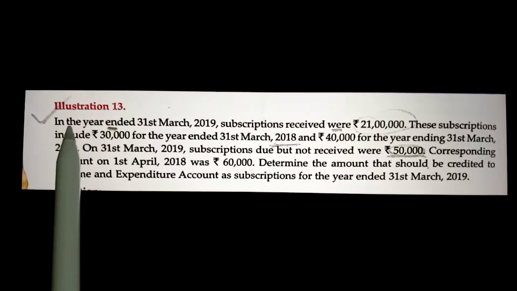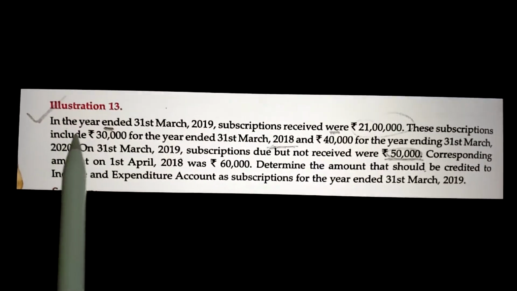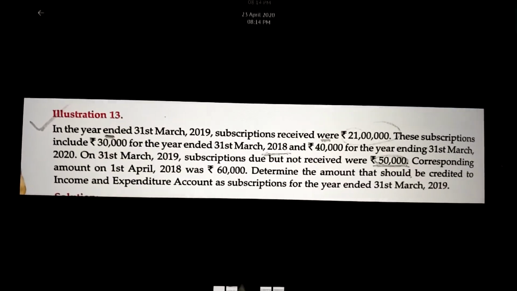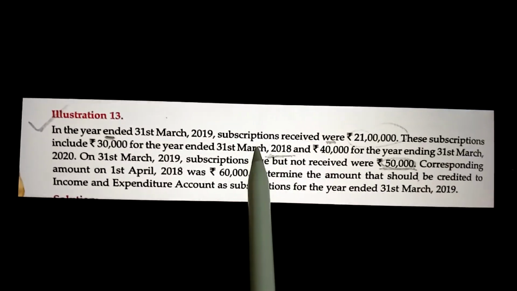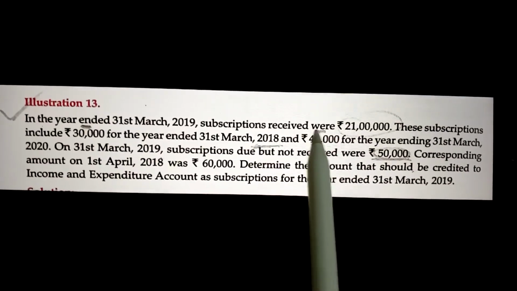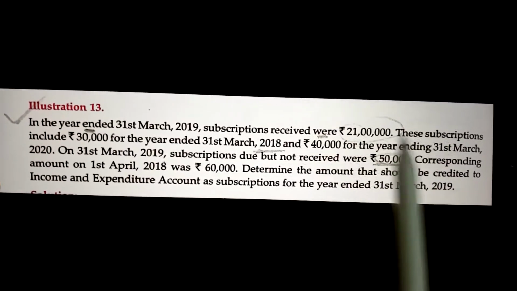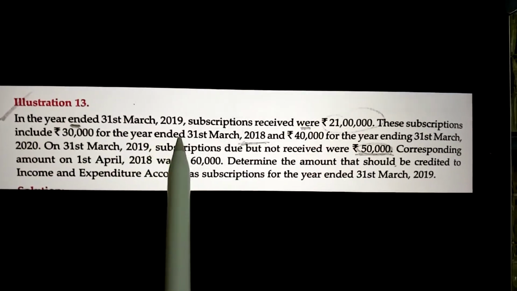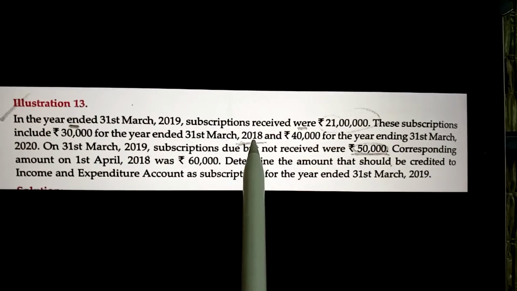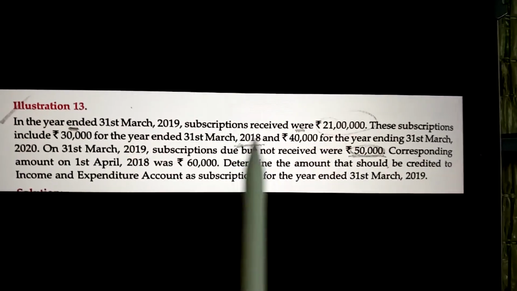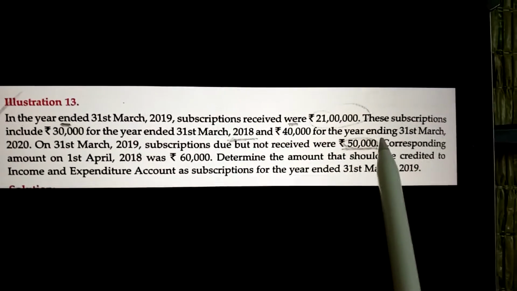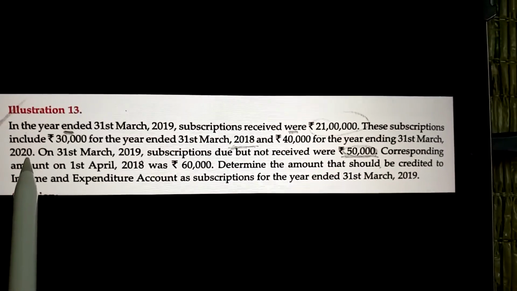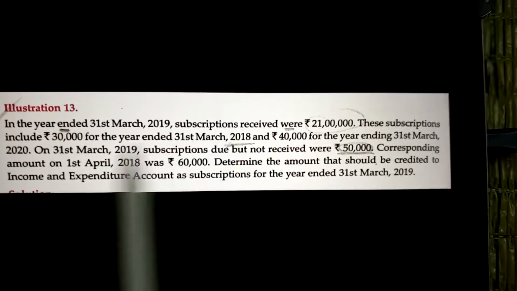So our next illustration is illustration number 13. In the year ended 31st March 2019, subscription receipts were 21 lakh, and these subscriptions include rupees 30,000 for the year ended 31st March 2018, that is for the previous year, and 40,000 for the year ending 31st March 2020, that is for the next year. So we will deduct these from 21 lakh.